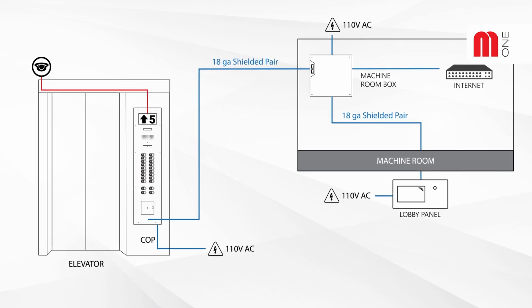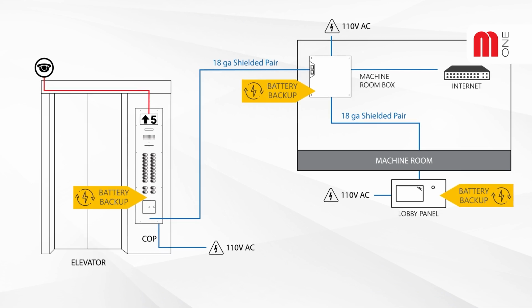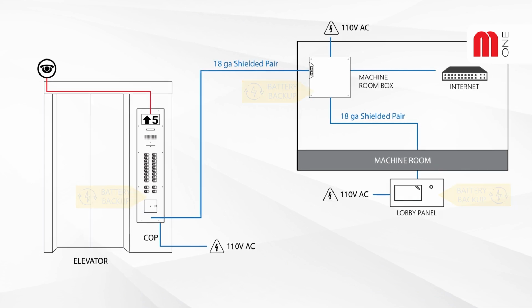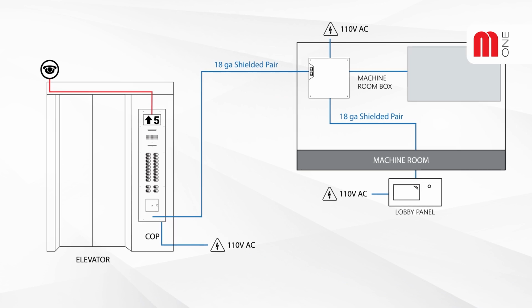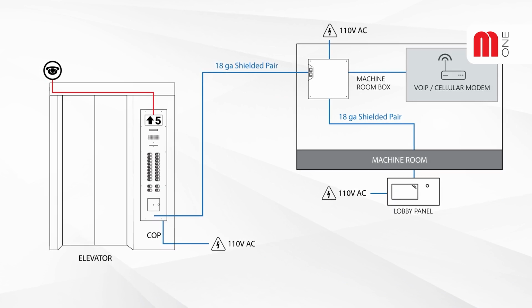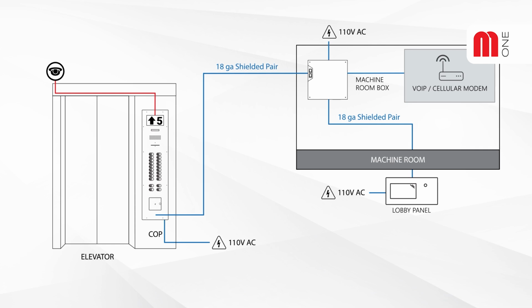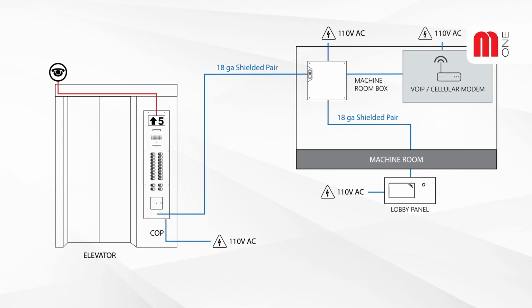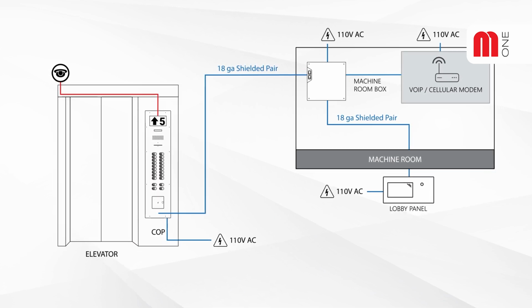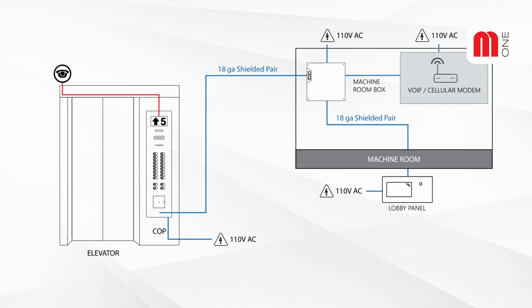Battery backup? Don't worry, that's included in our system with no additional parts or installation. No internet or phone? Add an optional cellular modem with VoIP phone line box and eliminate the need to wait for third-party connections. Just add power and connect to the machine room box. Everything is pre-programmed and ready to go.